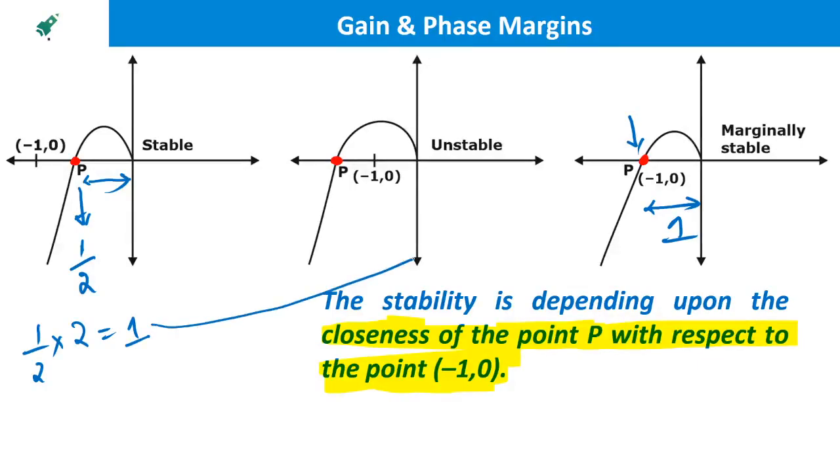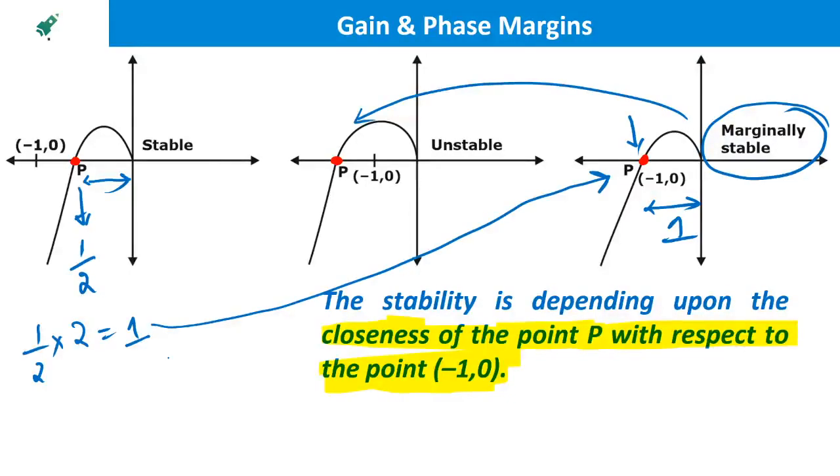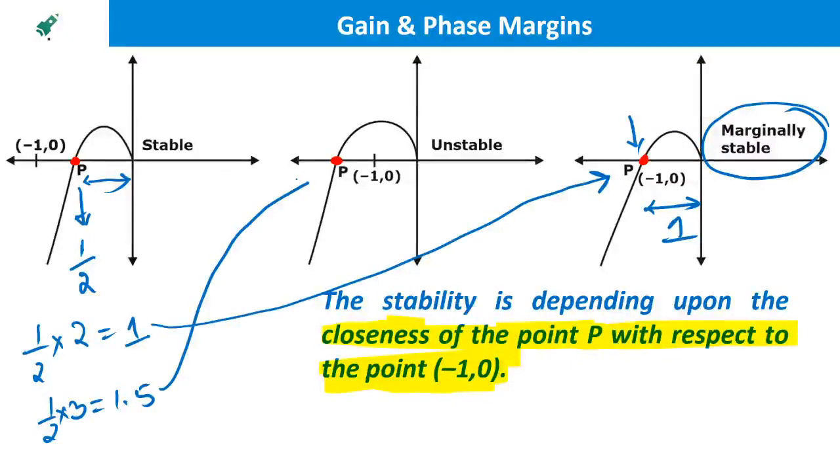And as the gain becomes 1, you reach the risky point. Matlab, there comes the point where the Nyquist plot is intersecting -1, 0. The system will be marginally stable, and if you increase it beyond this, suppose you write down 1 by 2 into 3, so that becomes 1.5, and 1.5 matlab now the point P crosses the distance 1 and the system becomes unstable.